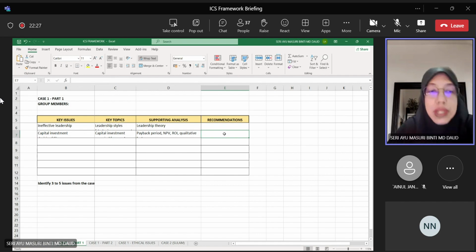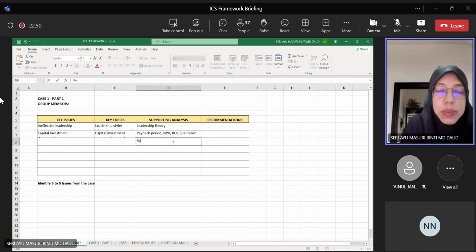Just a brief one, because the detail goes in your presentation. This template is not meant to show the detail of your analysis and recommendations. It's just the key notes. Okay? Now, what if you cannot find any supporting analysis? Sometimes it's very difficult. Yes, I agree, for some issues.